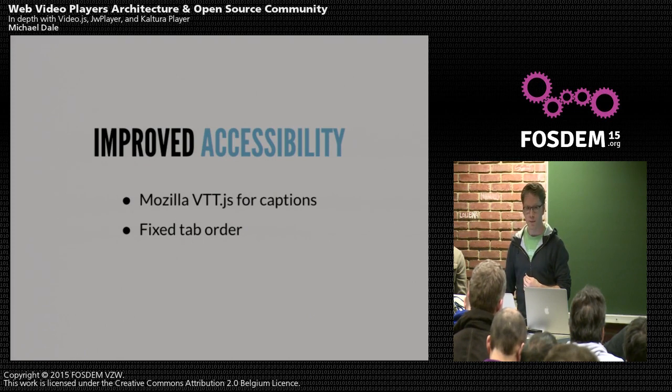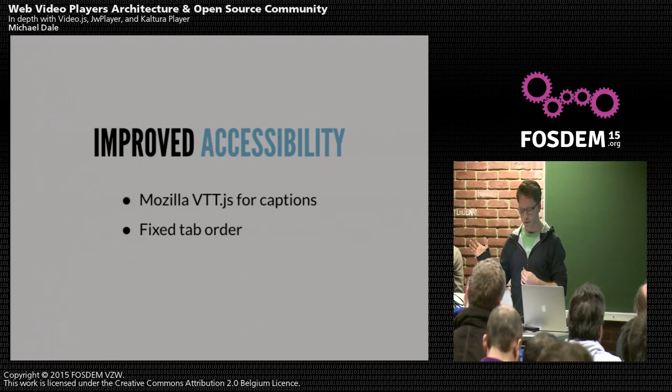Improved accessibility. There's been a lot of talk around accessibility in video players lately, and we've certainly heard that and been stepping up our game in that area. For one, we've integrated with Mozilla's VTTJS project, which is a very awesome implementation of VTT captions in the browser. It's the same library that's used inside of Firefox to display the captions, and so we're using that in the player as well. And then just a minor fix, we fixed the tab order. It used to be that you would tab through the controls in Video.js, and they would go in any random order, and we've fixed that. It's now cleaned up.